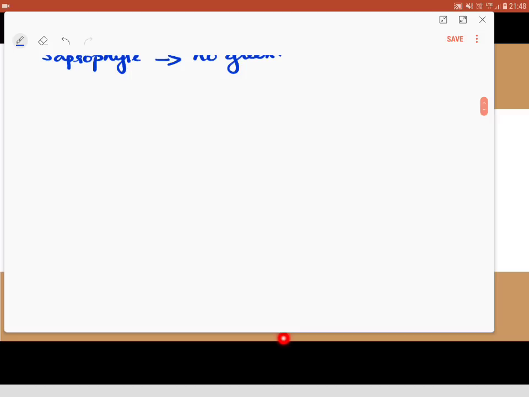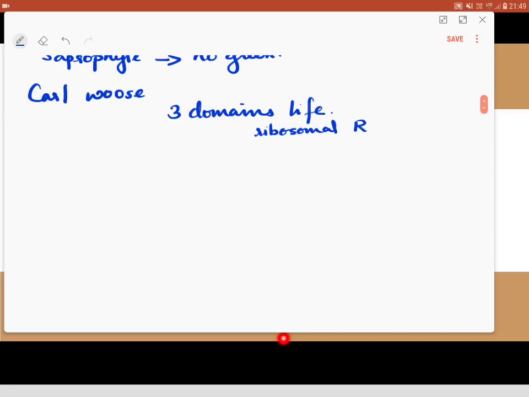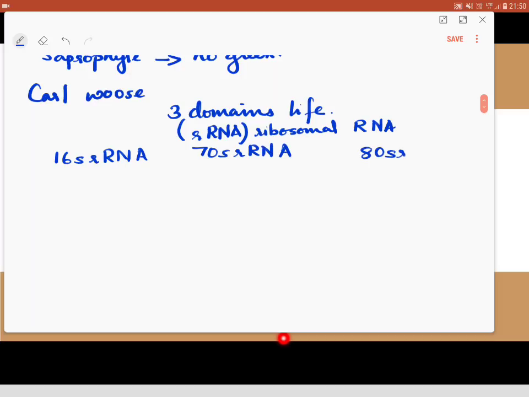Now came another scientist named Woese. According to him, he gave 3 domains of life. What are the 3 domains of life? What was it depending upon? It was depending on ribosomal RNA, in short rRNA. There are 3 different types of organism based on ribosomal RNA. One had 16S rRNA, the other had 70S rRNA, and the last one had 80S rRNA.